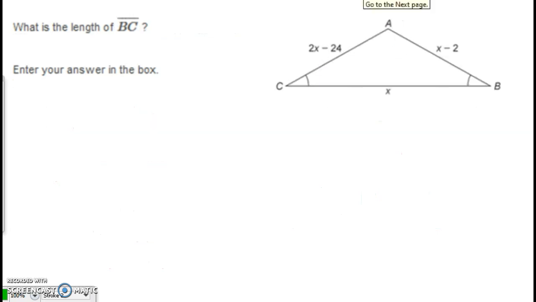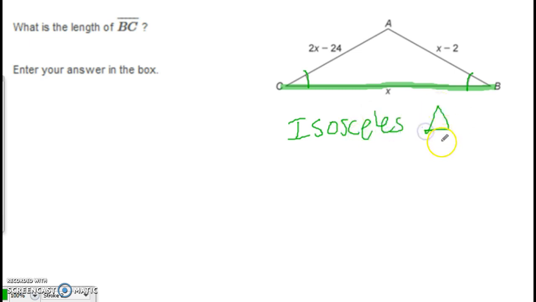Alright, so this is another one that says, what is the length of BC? So again, our ultimate goal is to figure out this length. But we've got to do some digging first. We need to investigate, first of all, what kind of triangle this is. Notice those two base angles are the same, so again, it is an isosceles triangle. And if those two base angles are congruent, we also know that these two sides, the legs as they call them, are congruent. So we're going to start off this problem the same way we did last time, where we set this side equal to that side.